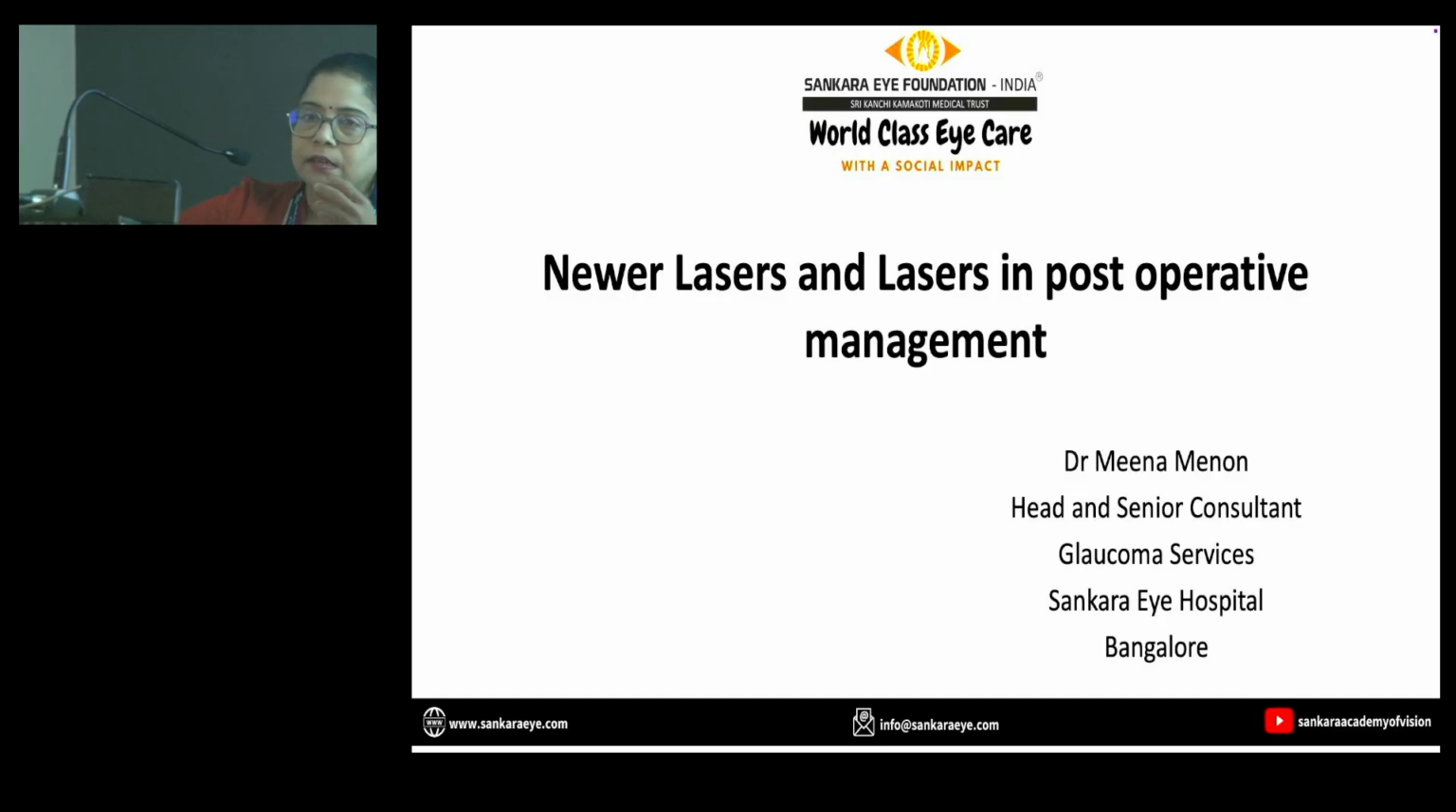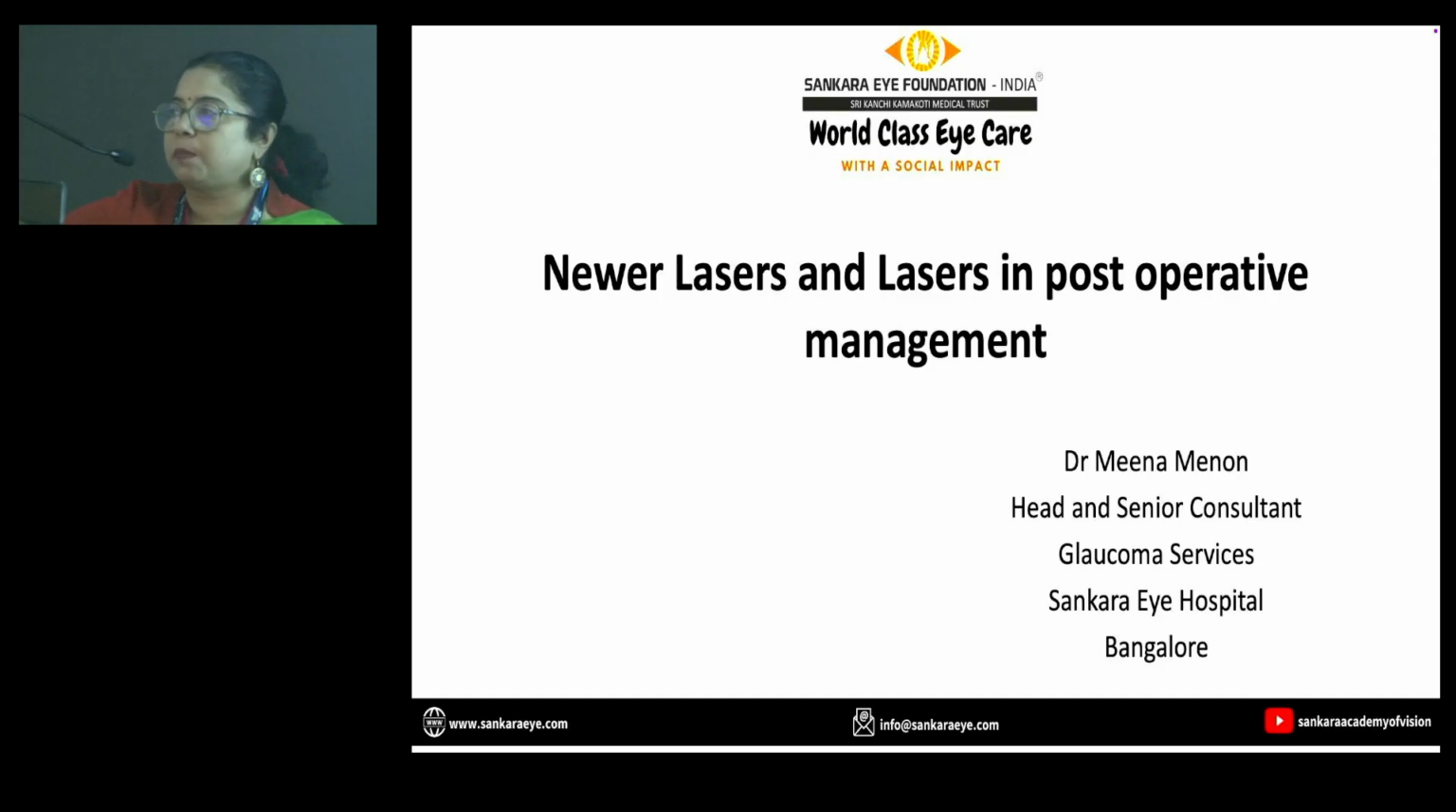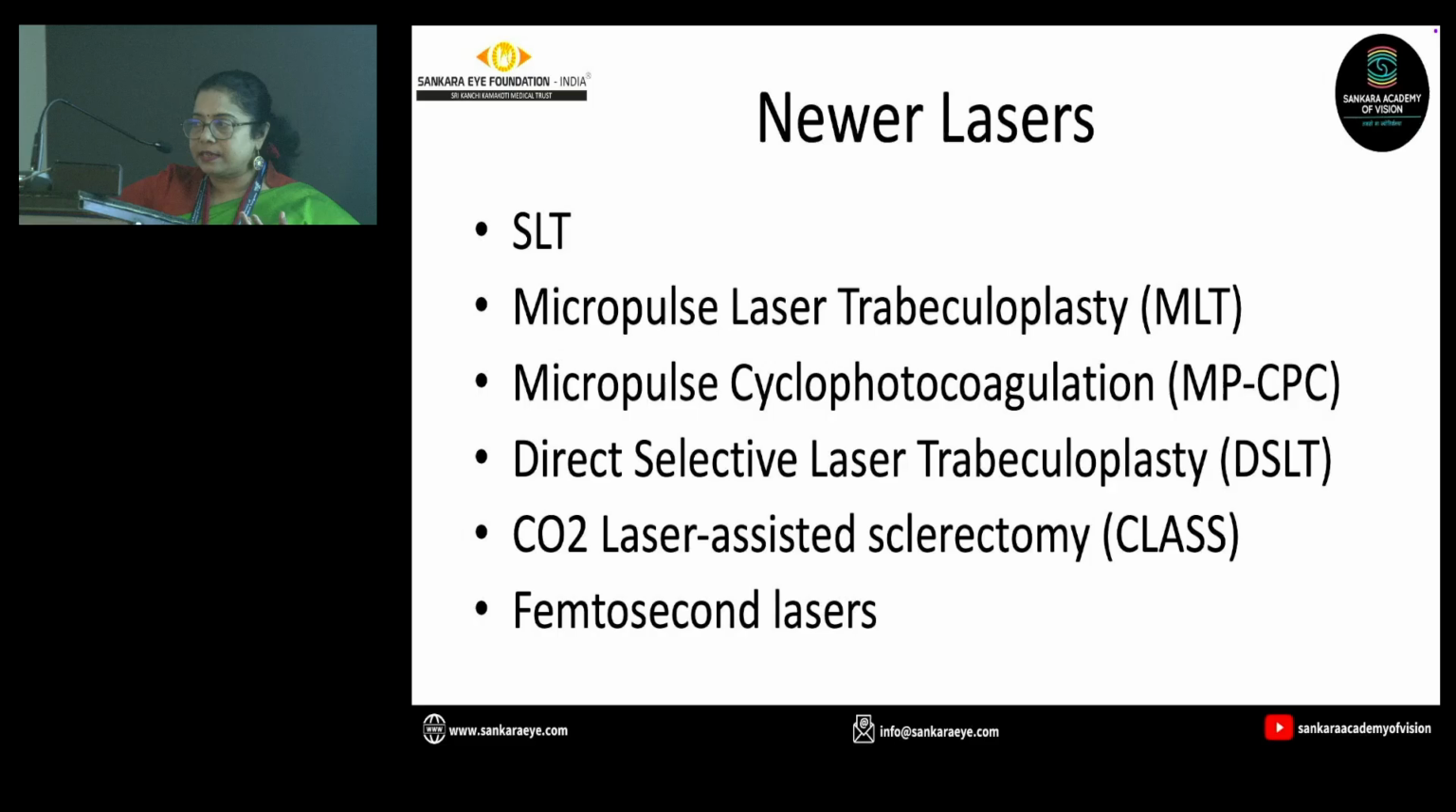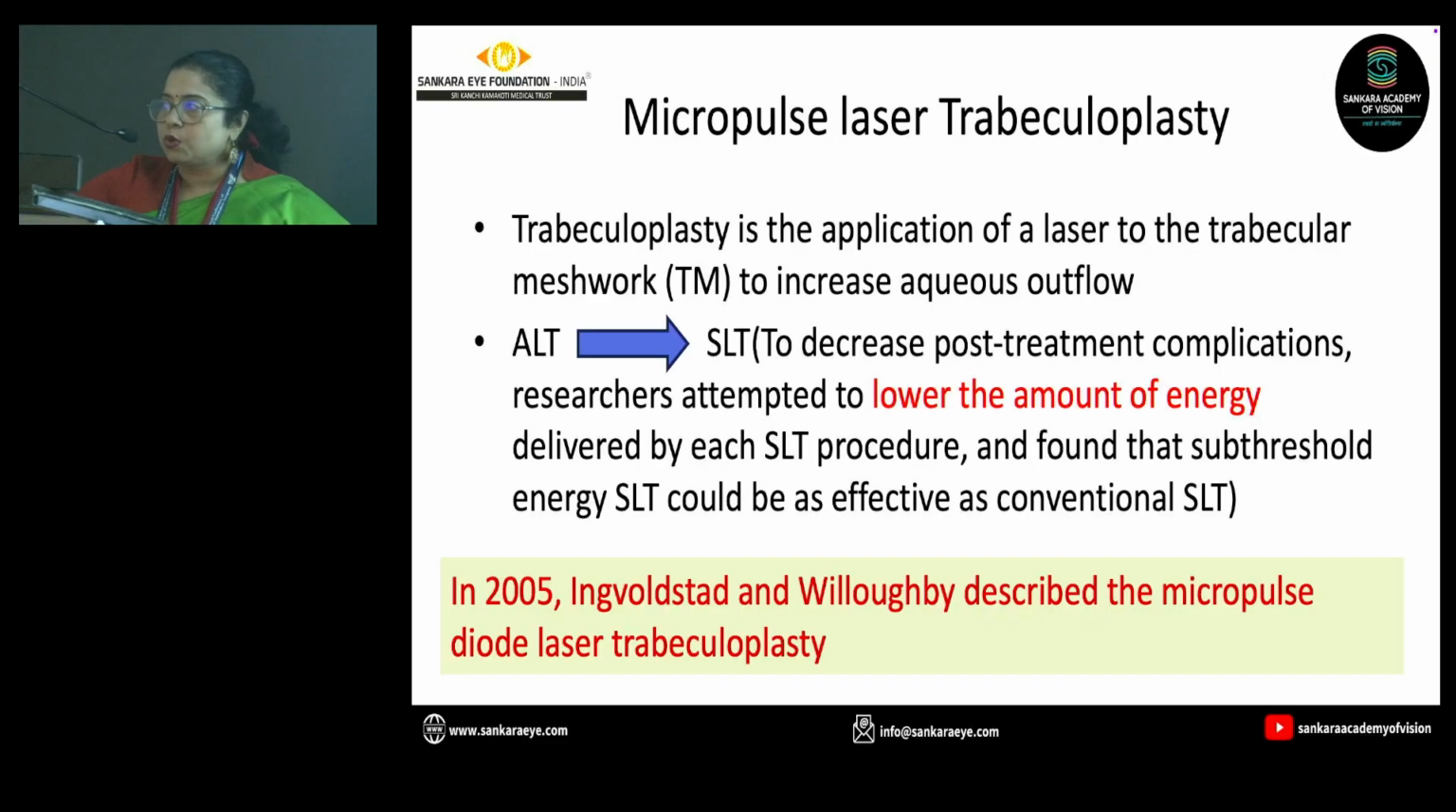So these are some of the lasers which are in pipeline. Some are being done, but not very popular. So what are the newer lasers? I'll be covering all these topics. SLT has already been covered by Dr. Veena. So what is micropulse laser trabeculoplasty?